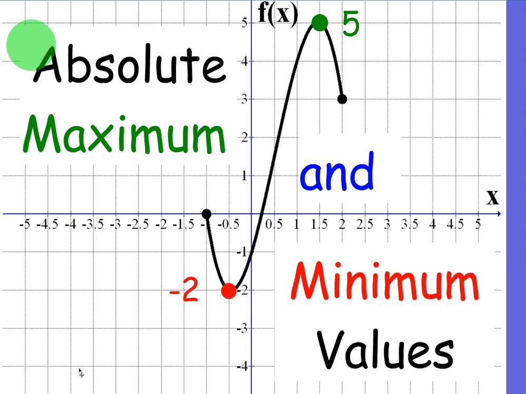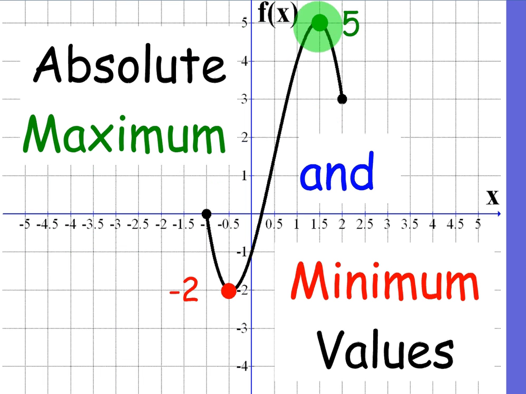We're going to be talking about absolute max and mins today. Another word for that is extremum, and basically what that means is extreme values. Here we have a graph and we can see that it has two endpoints, and we're going to be using that concept in this lesson.